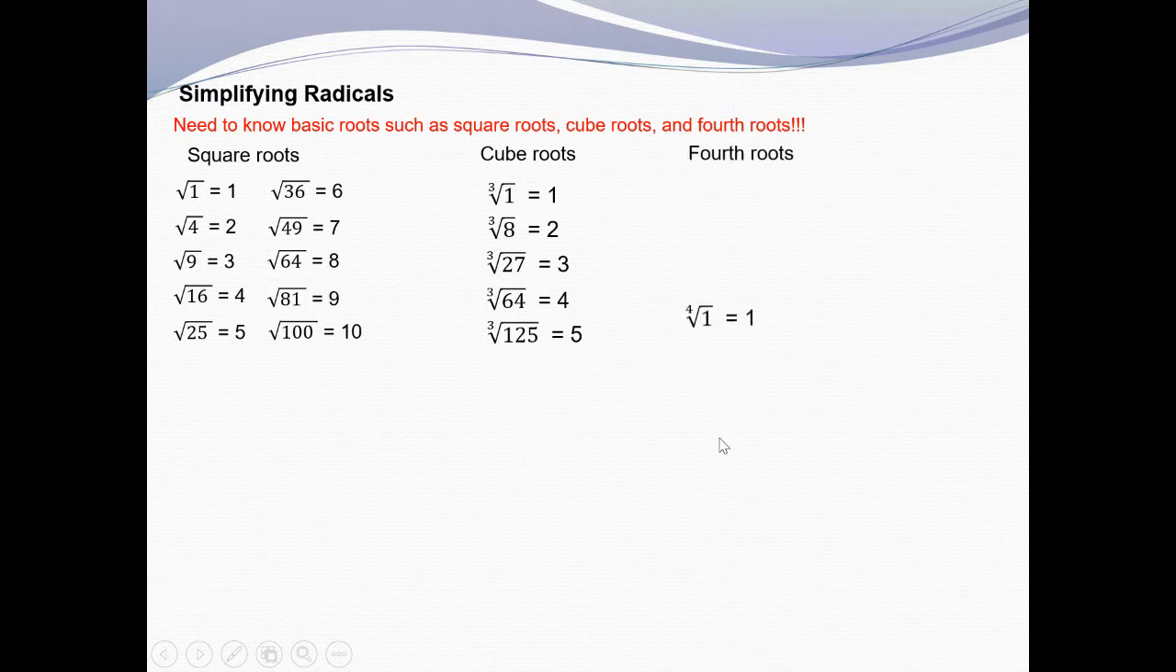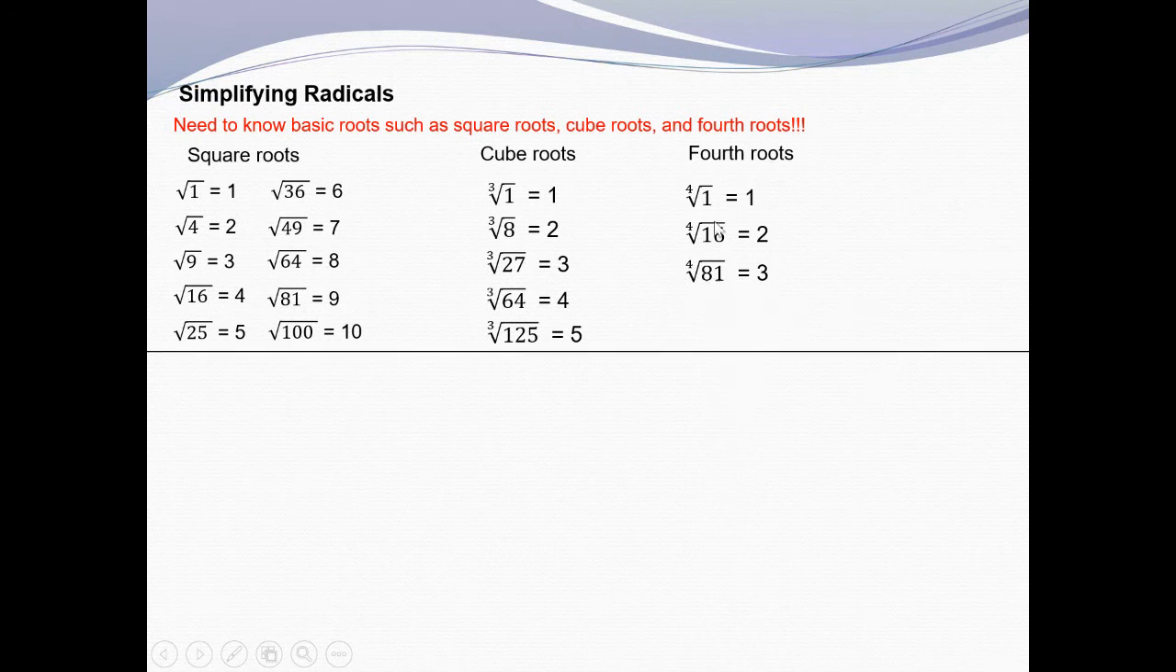These are the fourth roots. The fourth root of 1 is 1. The fourth root of 16 is equal to 2. The fourth root of 81 is equal to 3. And I believe that's as far as you should be able to know. At least know up to here, guys. At least. Okay? So, an example of simplifying a radical.